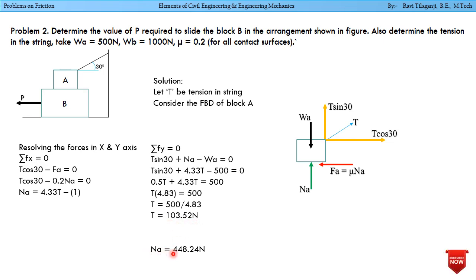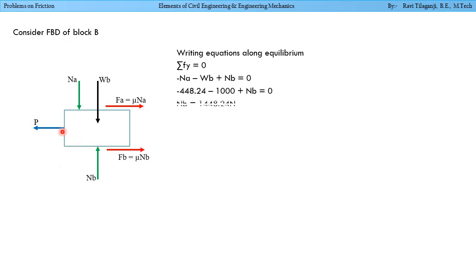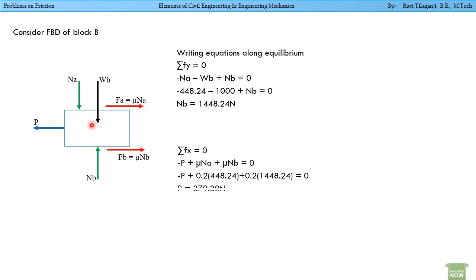Na equals 448.24 Newtons. So moving to that, we are considering the free body diagram of block B. The block B free body diagram is like this, wherein the P is acting horizontally with respect to the block, and block will have a friction opposite to P direction.